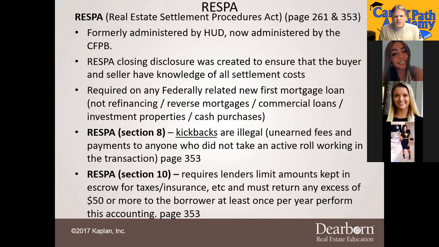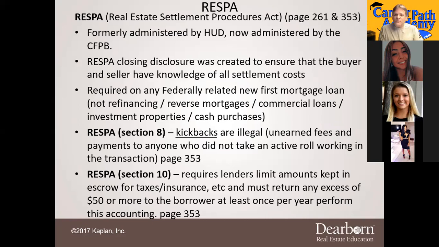RESPA, the closing disclosure, was created to ensure that the buyer and seller have knowledge of all the settlement costs. So it has to account for every penny. It's against federal law for anybody to get paid on a transaction if it's not disclosed on the closing statement or closing disclosure. So it's required on any federally related loan to purchase real estate.